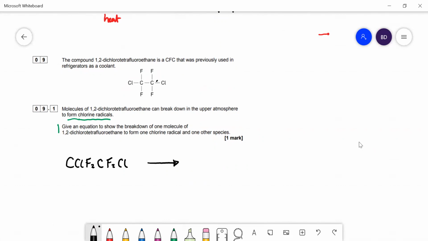We're going to break that bond there. So that bond there, the pair of electrons there, one is going to go to the chlorine to form a free radical, and it's going to leave another free radical behind. And the free radical left behind is going to be CClF2-CF2, and I'd put a dot on my carbon there. They'd probably let you put it elsewhere. That's to show it's a free radical. And you've got a chlorine with a dot. That's also a free radical.